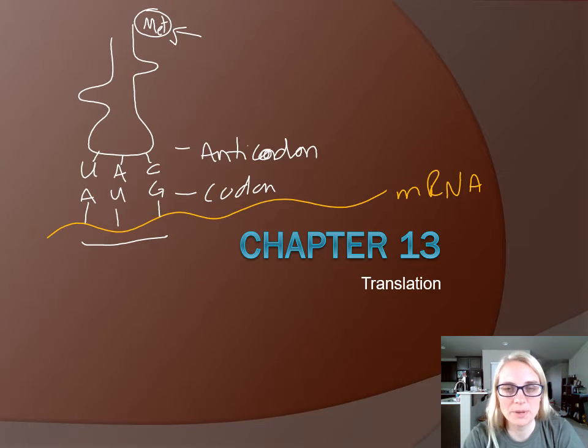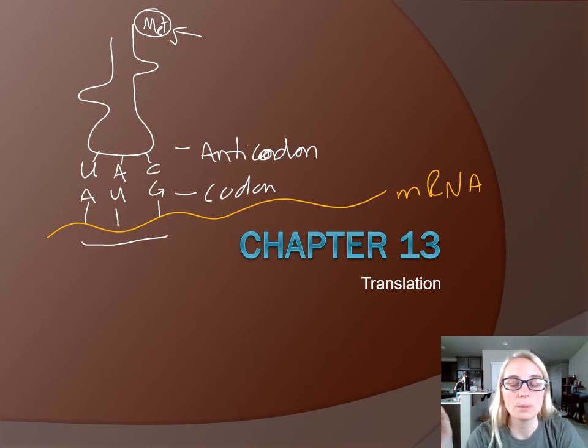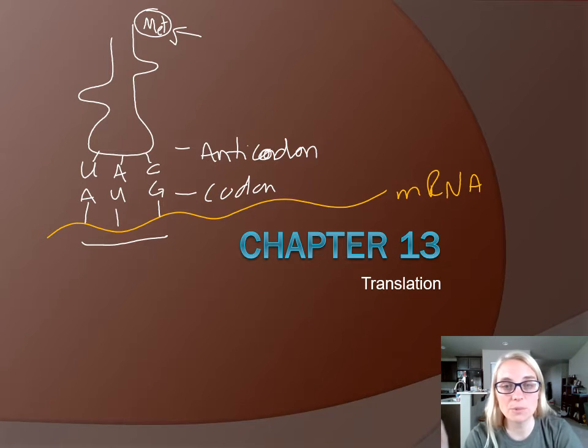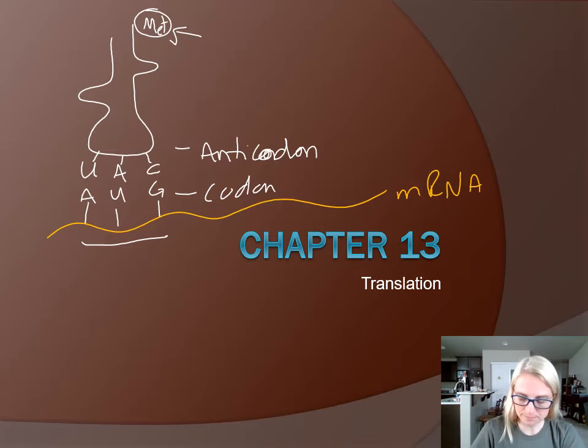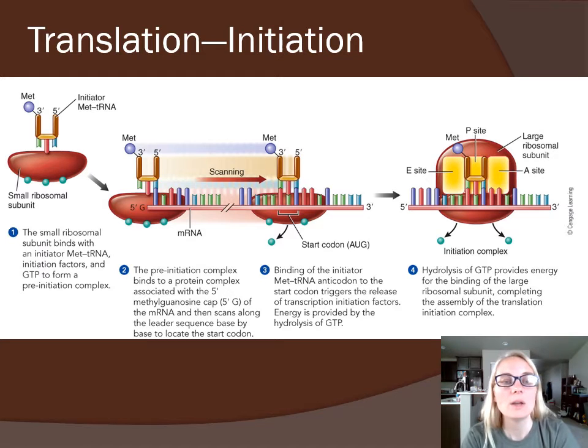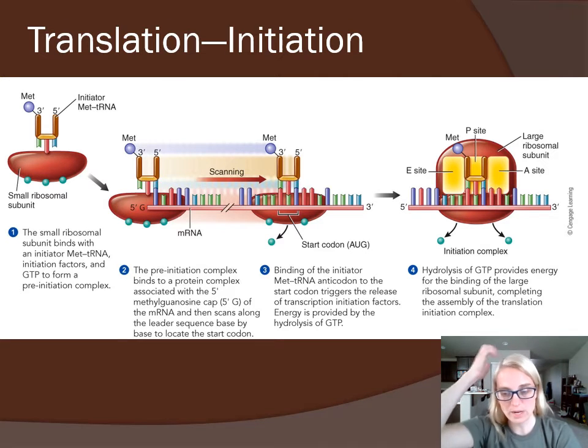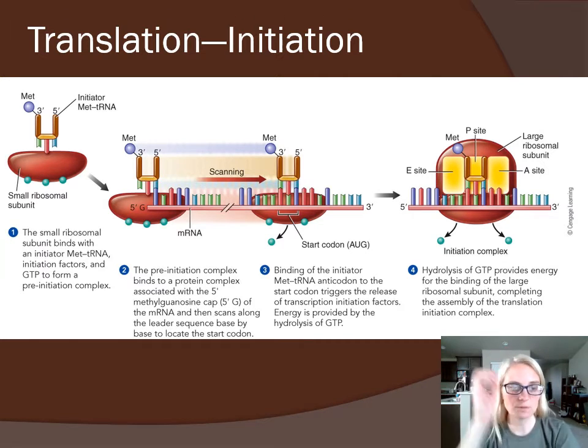So I just wanted to mention that tRNAs, transfer RNAs, their job is to bring the correct amino acid from the cytoplasm to the ribosome for the process of translation. Okay, let's get to it. Just like in transcription, there are 3 stages: initiation, elongation, and termination. So we're going to take a look at the initiation first.